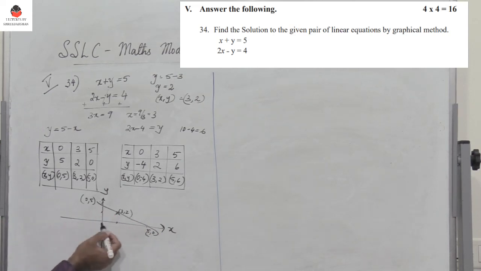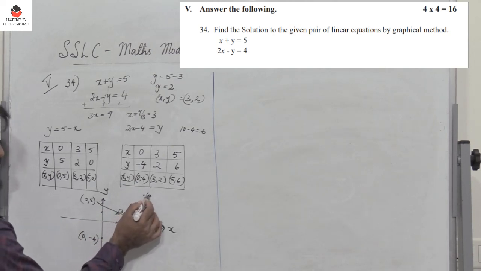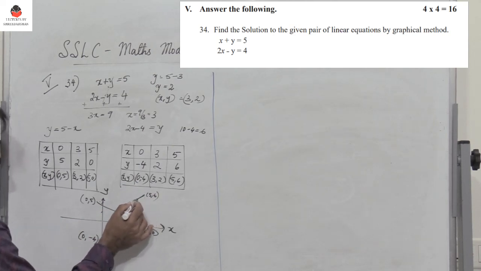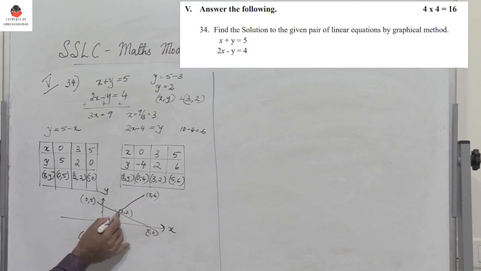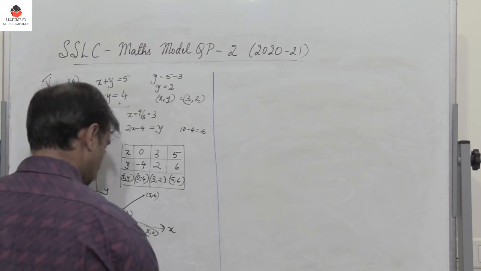The next one is x is 0, y is minus 4. So it's somewhere here, 0 comma minus 4. Next I have 3 comma 2. And next is 5 and then 6. So I join. So I'll get this point here. This point of intersection is the solution. So when you draw it on the graph sheet, you will get perfect straight lines. So I've just drawn it roughly. Now let's move on to the next one, 35.